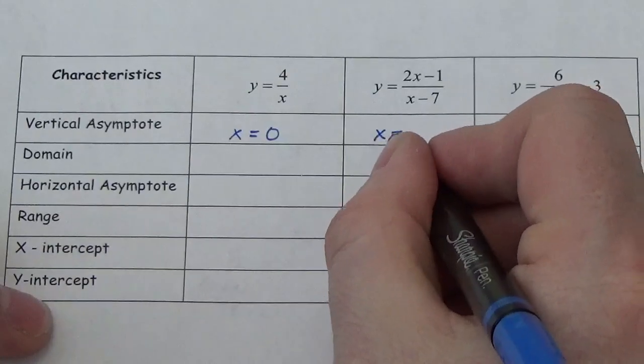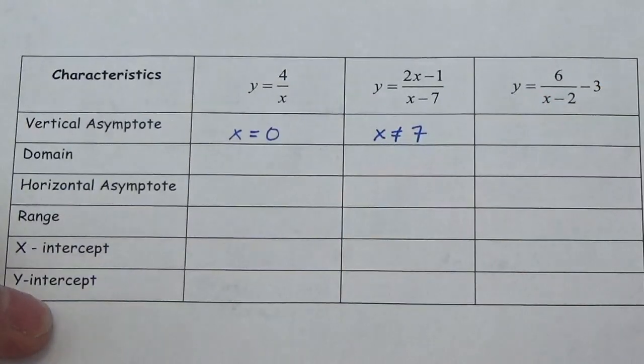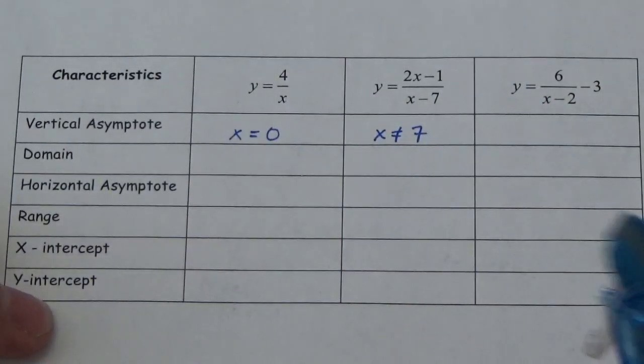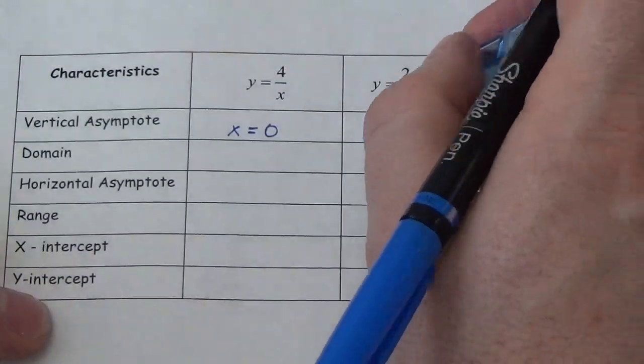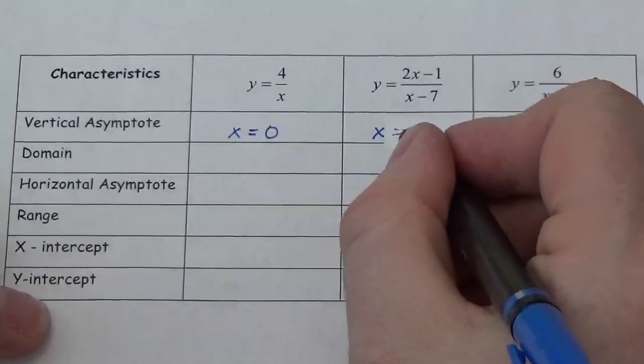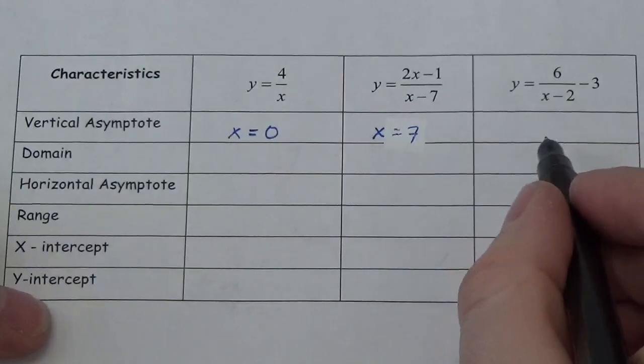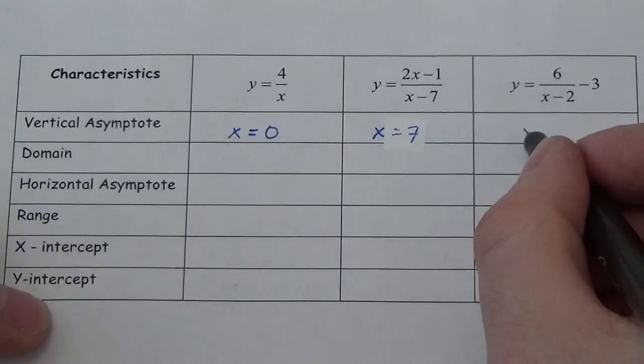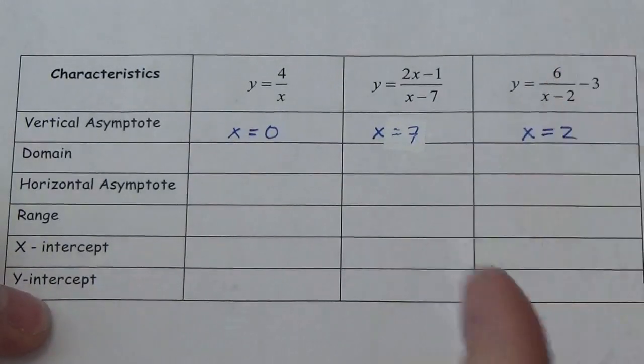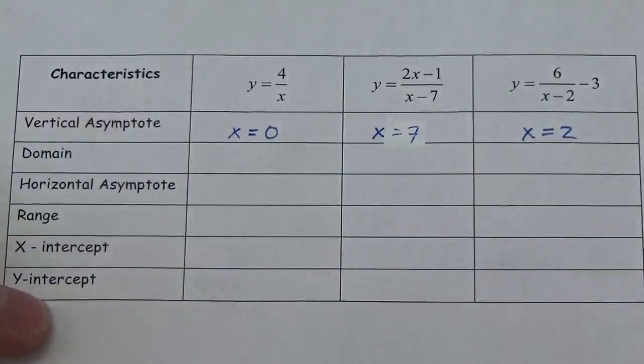So this is going to be undefined at 7. Oh, shoot, that's not what it's asking for. It's not asking where it's undefined. It's asking for what the asymptote is. And so that is going to be x equals 7. And here the vertical asymptote is where it's undefined, and that's going to be at +2. So x equals +2. Those are our three vertical asymptotes.